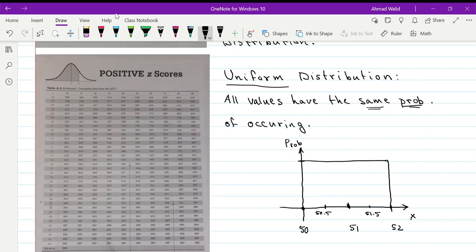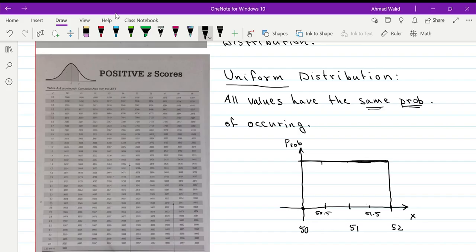All x values have the same probability. They are uniform. If I finish at 50.5 minutes, the probability is the same. 51, the probability is the same. 51.5, the same. 52 is the same. It's uniform. You see, it's a straight line. It's not a curve. That means I have the same probability for all values of x, correct? Such a probability, we call it a uniform probability, where all values of x have the same probability.